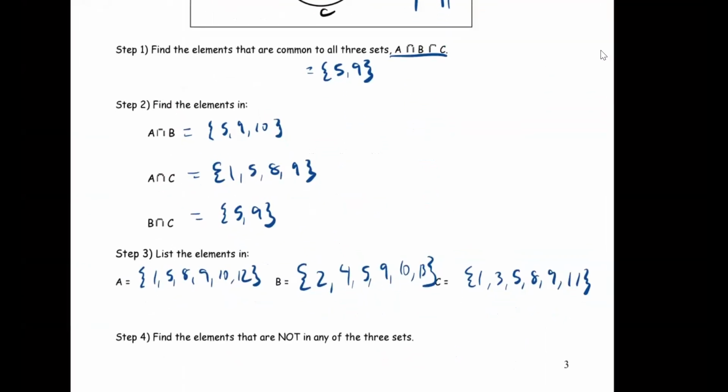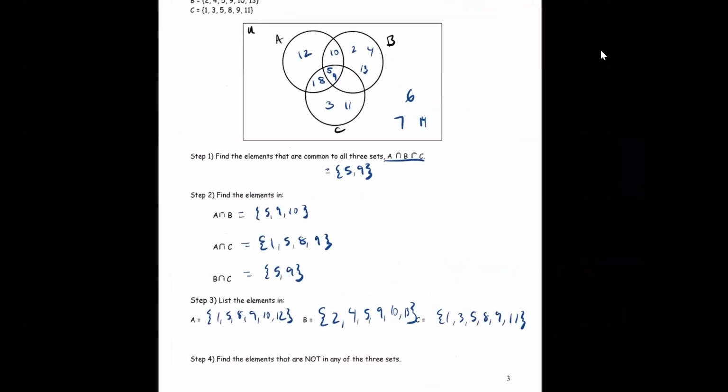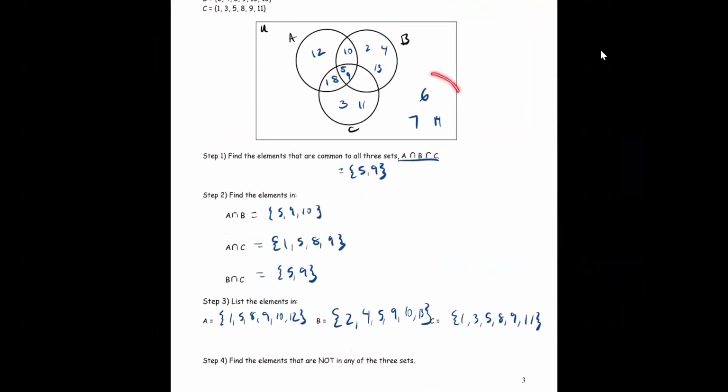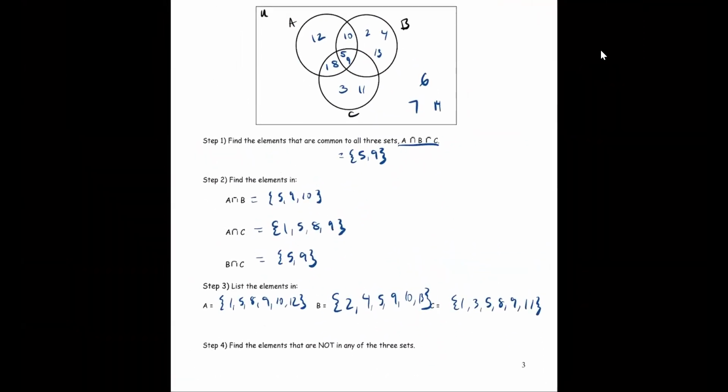All right, and then the final step says find the elements that are not in any of the three sets. So what are the elements that are not in any of the three? 6, 7, and 14. Yeah, 6, 7, and 14. All right, so that's it.